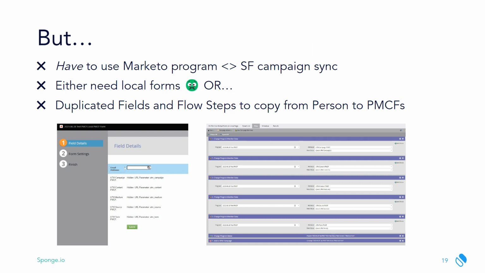My hot take is it can be fine for some orgs, but you have to use it if you want to use the program member custom field sync. It will not work with flow steps where you add to Salesforce campaign, sort of logically, because if you're just using a flow step, how does it know which program member custom fields to pull over? So that's a limitation there.